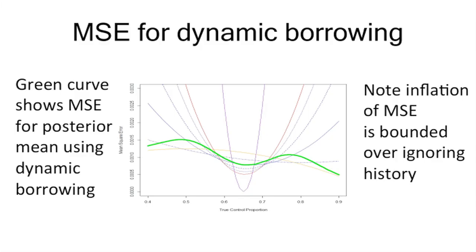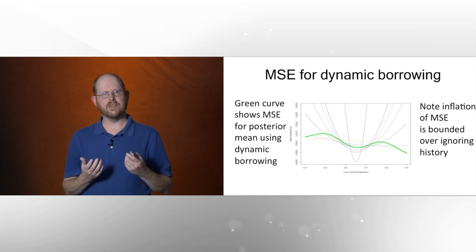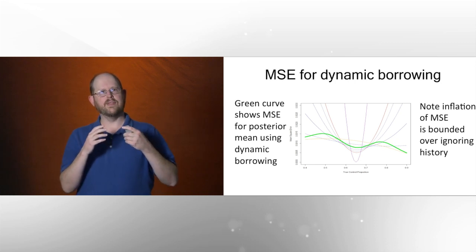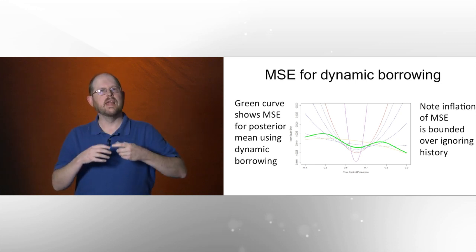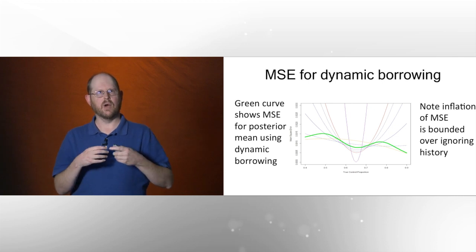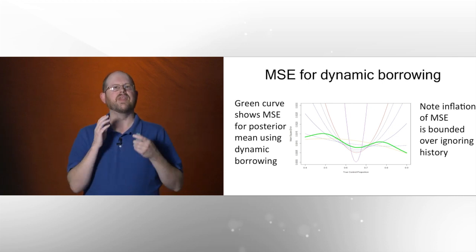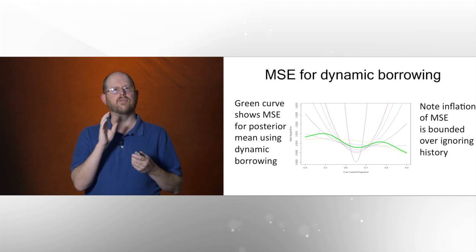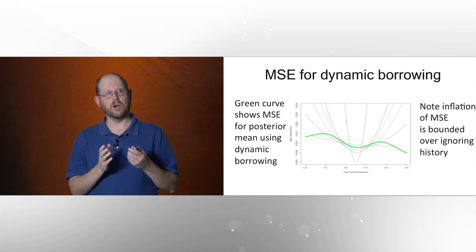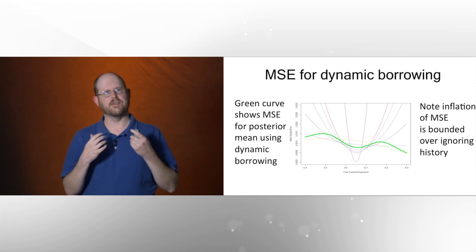The next topic is to go back and talk about the mean square error for dynamic borrowing. So remember the curves that we had before, they're not in boldface anymore, but we had blue curves, red curves, purple curves, and they all had this property that the mean square error inflated as the drift increased. The key aspect of the dynamic borrowing is that inflation, it's bounded.